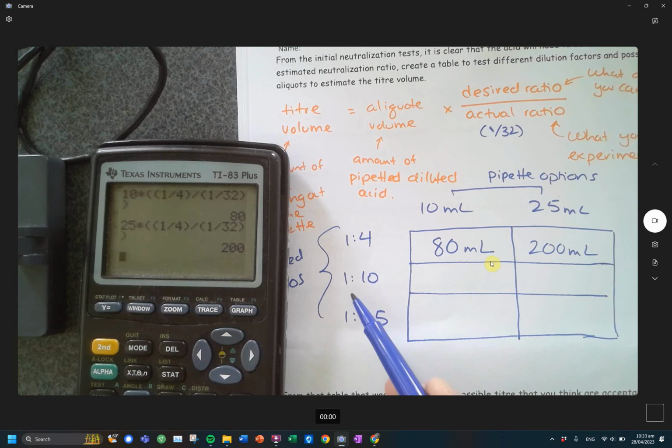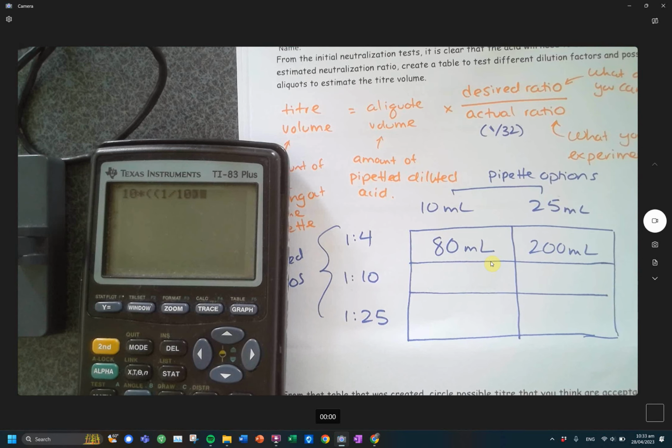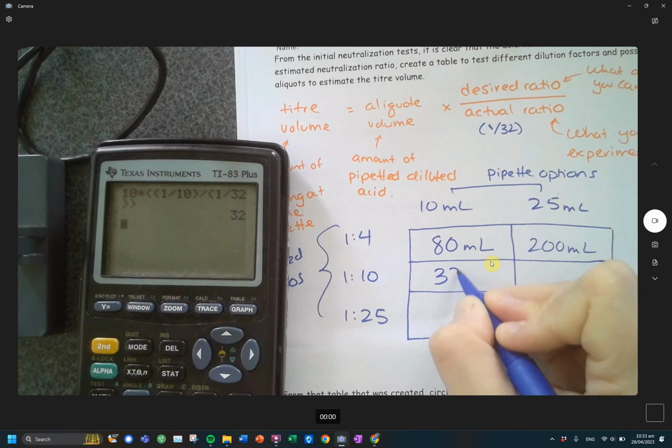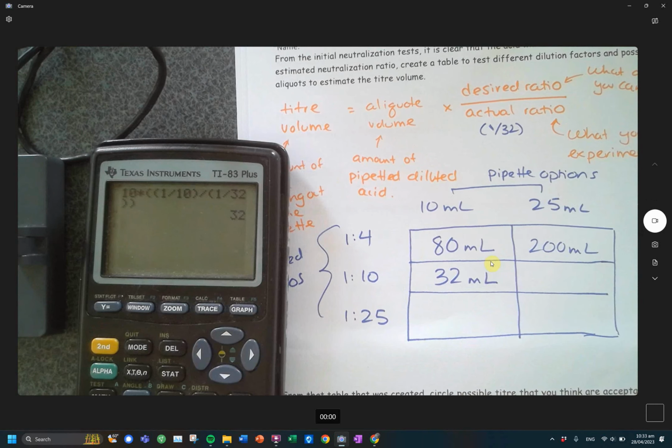All right, let's fix that again. And now let's try 10-fold and see how 10-fold behaves. So 10, actually I'll clear it out. 10 times 2 brackets, 1 and 10, so that's a 10-fold dilution, divided by 1 and 32, close brackets. Let's see what that value is going to be. So titrate volume is going to be 32 milliliters. A little bit better. It's now going to only be 1 filling of the burette. Still not ideal though.